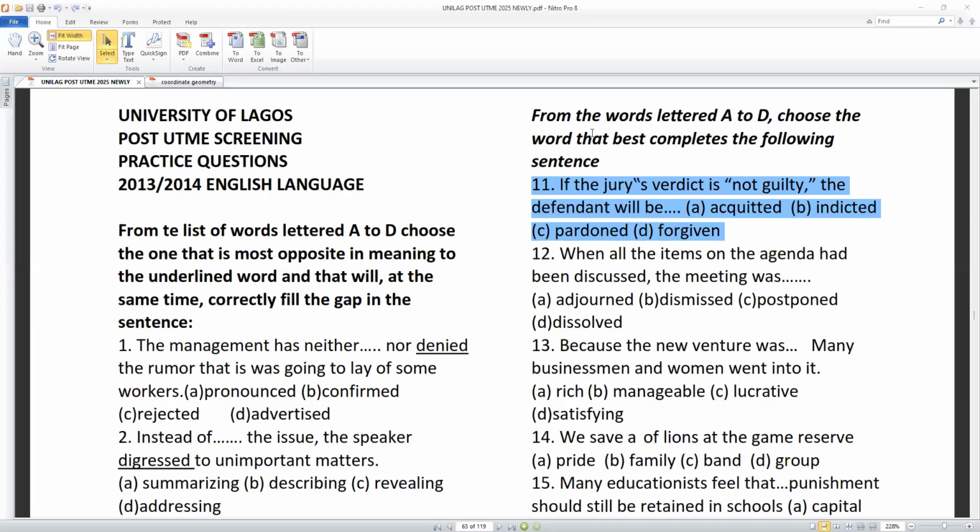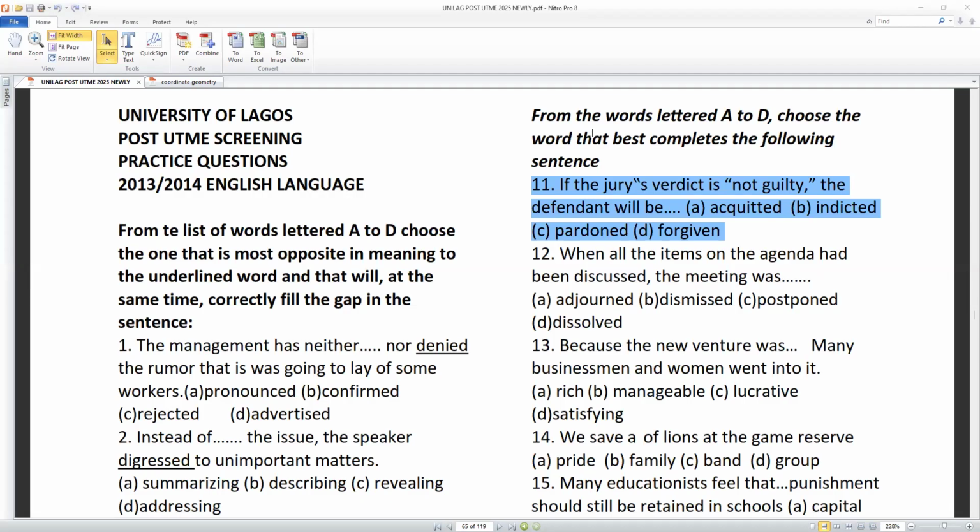Acquitted. And what about pardoned? Have you considered that as well? Acquitted is used in the court. Pardon, I mean. So that means that pardon cannot be used in a court? Okay, let's not say that acquitted is not there.